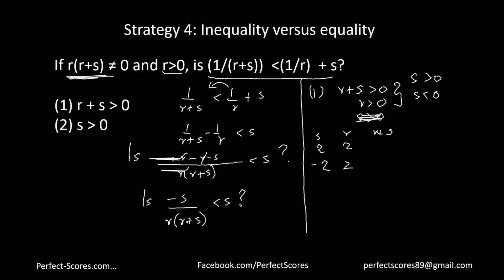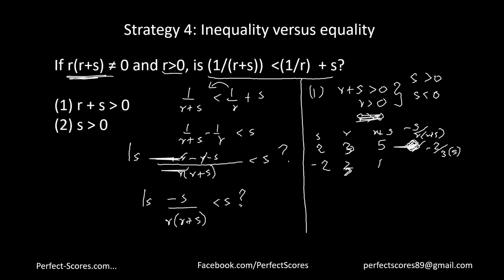I have to actually make it 3 because R plus S has to be positive. It's not equal to 0. So negative S over R into R plus S. So what is R plus S? R plus S is 5. 3 minus 2 is 1. And then what is negative S over R into R plus S? So that is equal to negative 2 over R, which is 3, into R plus S, which is 5, which is a negative number.